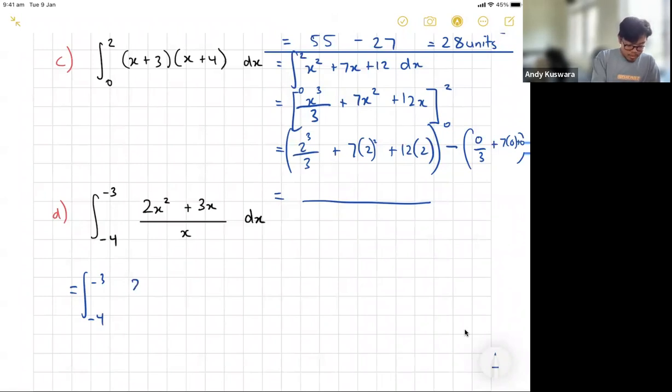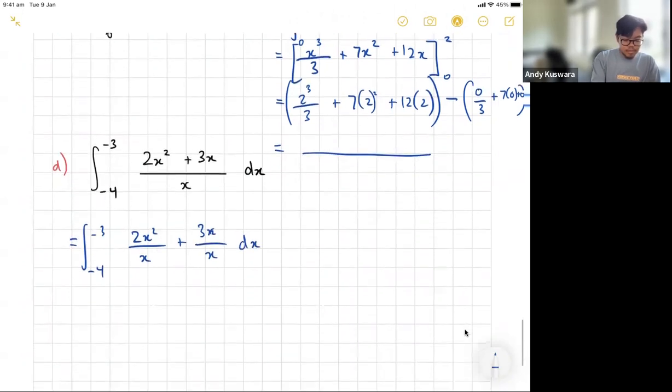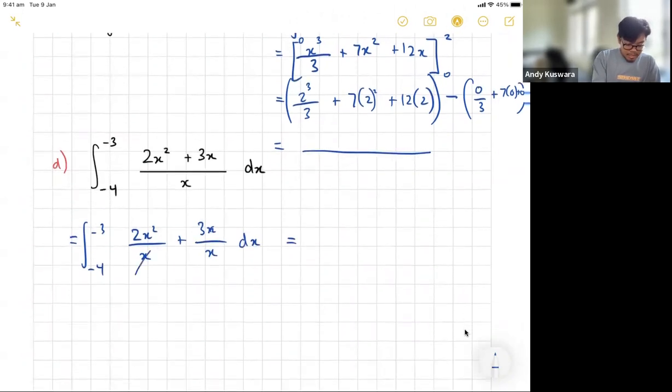So it's going to be the same thing as 2x squared on x plus 3x on x dx. And so I can cancel out the x's. So whenever you got a fraction, see if you can separate them and cancel out some terms. And again, I'll be left with between minus 3 and minus 4. That's just going to leave me with 2x here and then plus 3. That's all that is, dx.